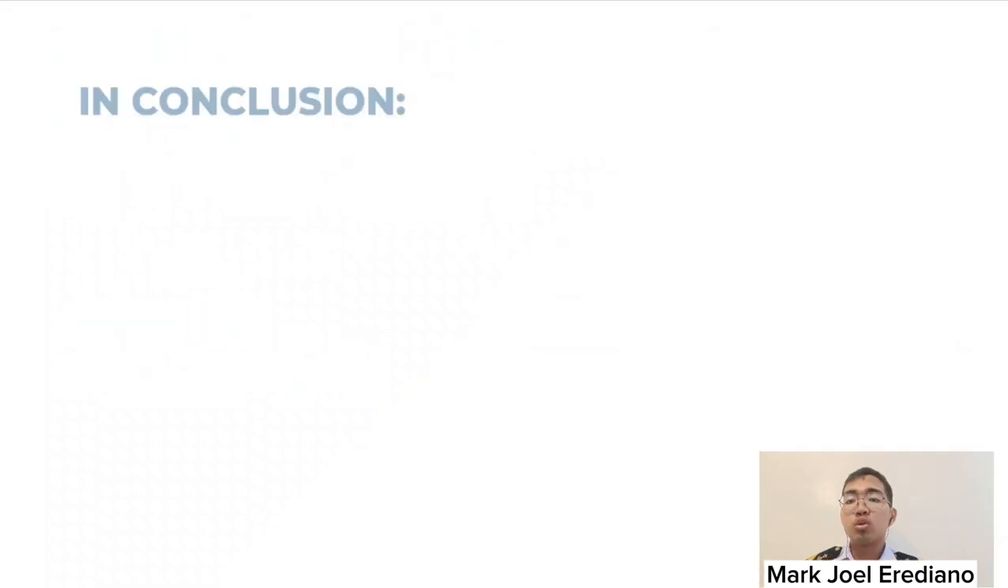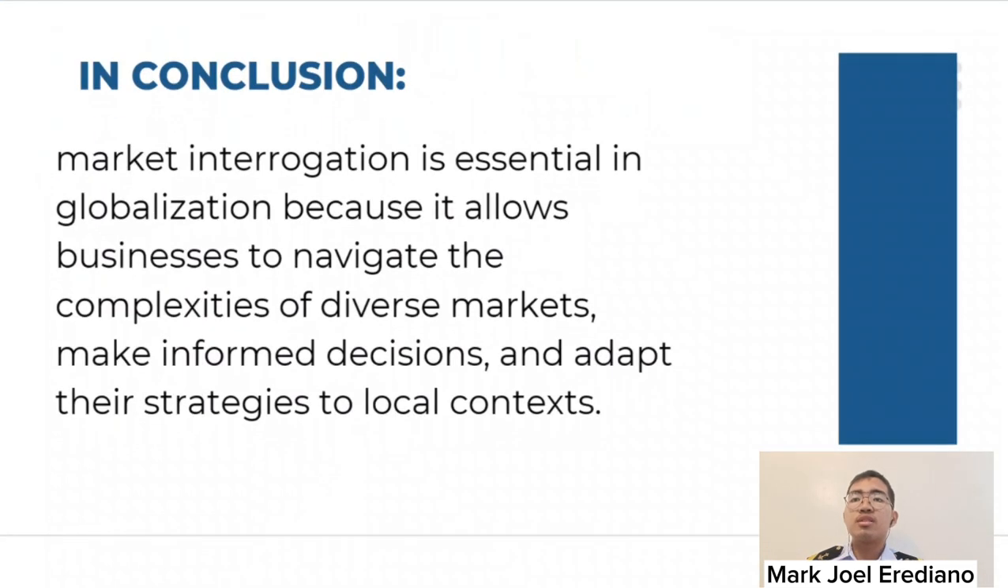Here is the conclusion. Market integration is essential in globalization because it allows businesses to navigate the complexities of diverse markets, make informed decisions, and adapt their strategies to local context. It enables companies to seize opportunities, mitigate risk, and establish a strong global presence. The existence of one price in two markets indicates the degree of price transmission and the speed at which information travels between two markets. Integrated markets have very similar prices, the difference being just the cost of transportation of the commodity from one market to another.